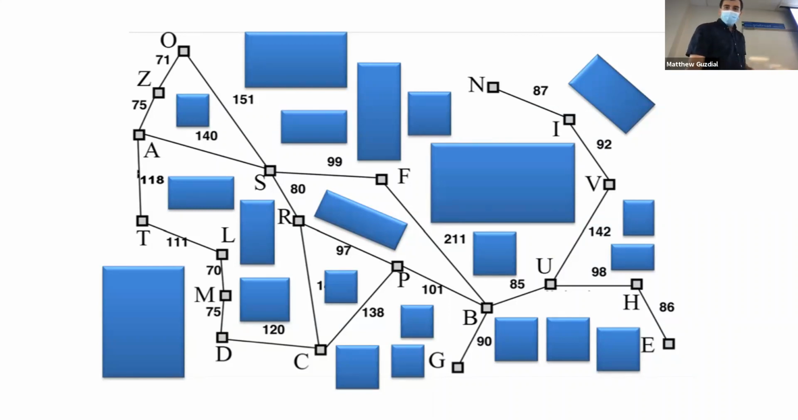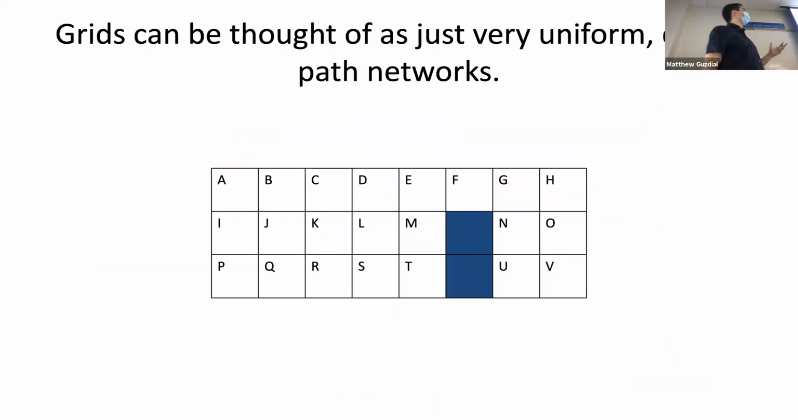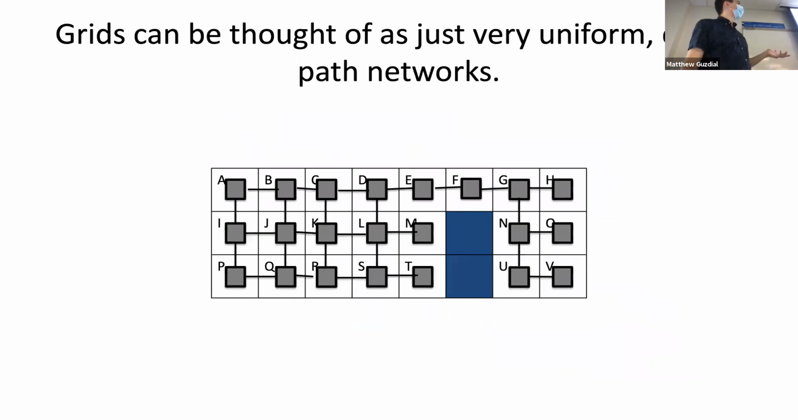Here's a quick trick. Grids can actually be thought of as just path networks that are extremely uniform. Some of this will be obvious to those of you who are already used to thinking about graphs, nodes and edges. But for those of you who are not, it would look something like this. Now, we would never actually want to use something like this, because why would we? We can just use a grid. Also, I missed one edge right here. My bad. But that's the basic idea.